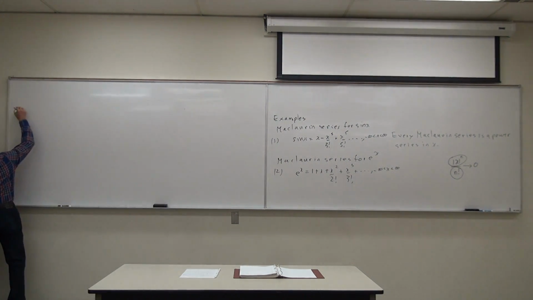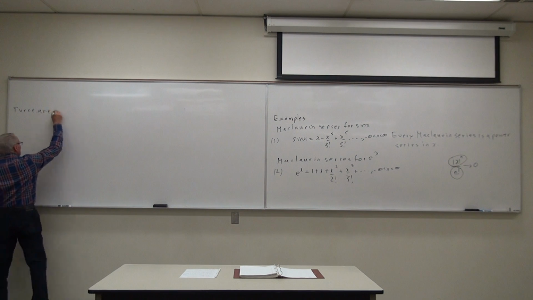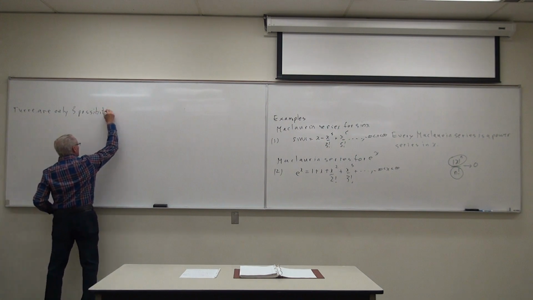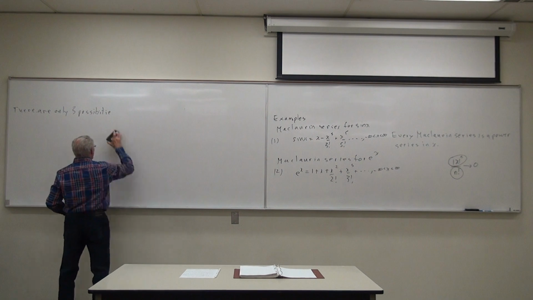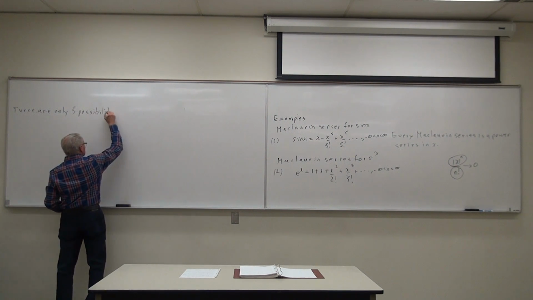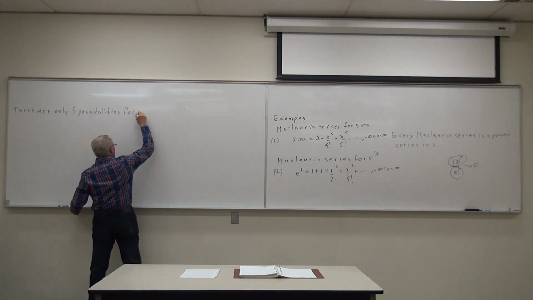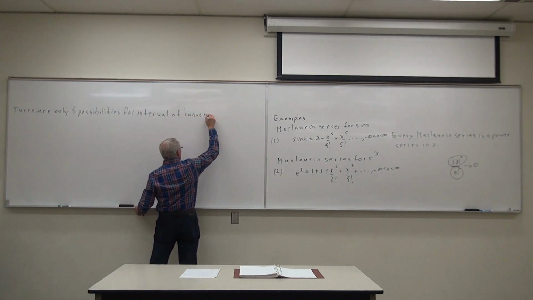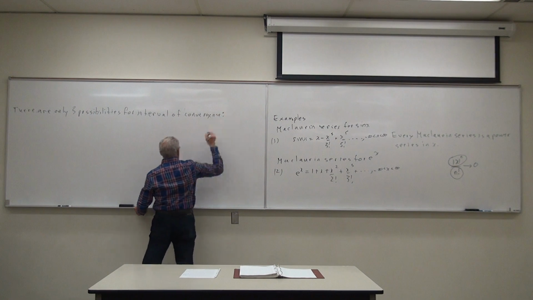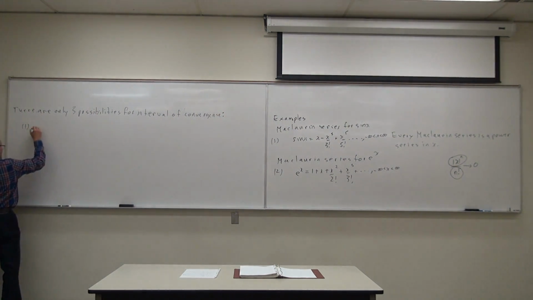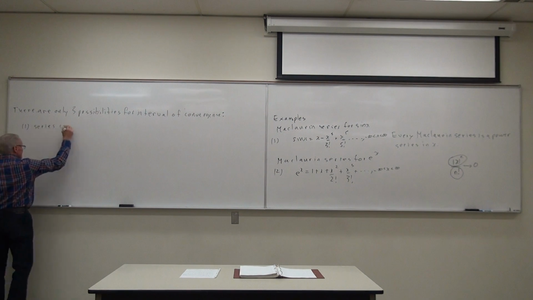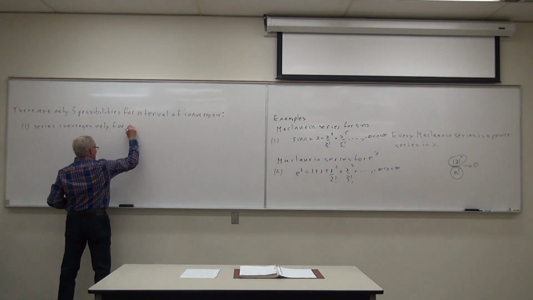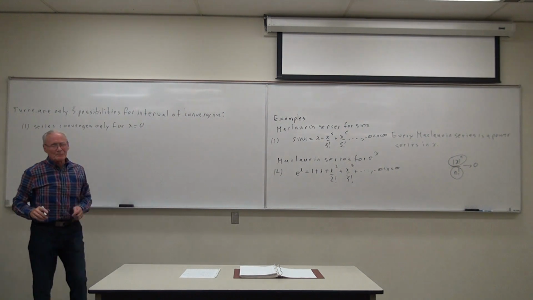There are only 3 possibilities for the interval of convergence. And these possibilities are: 1, the series converges only for x equals 0. This is the worst possible scenario.